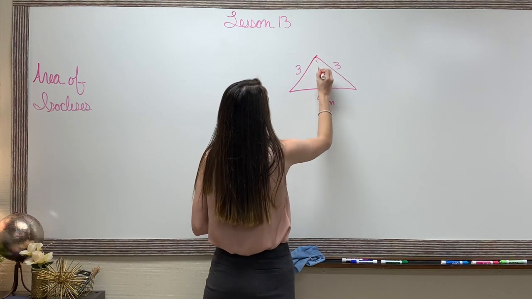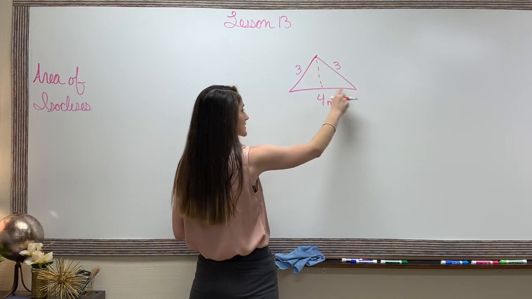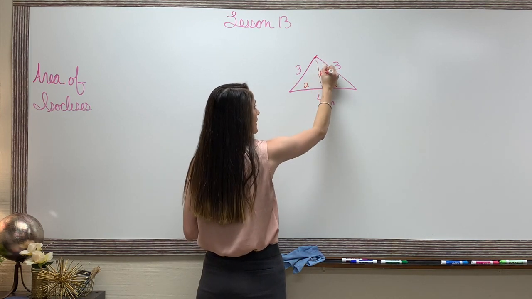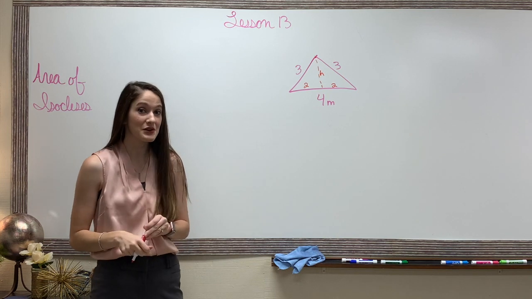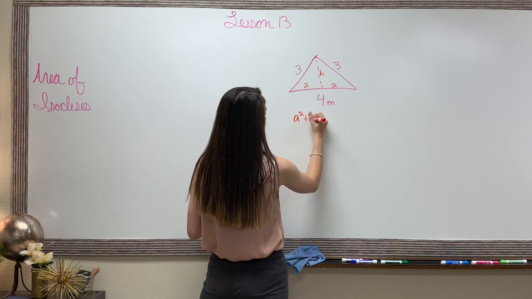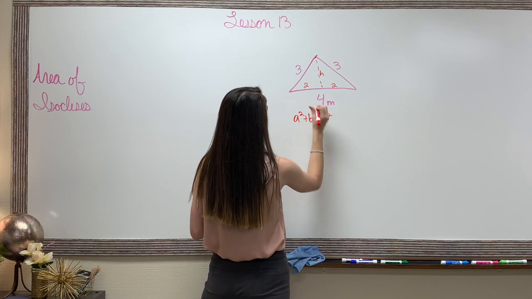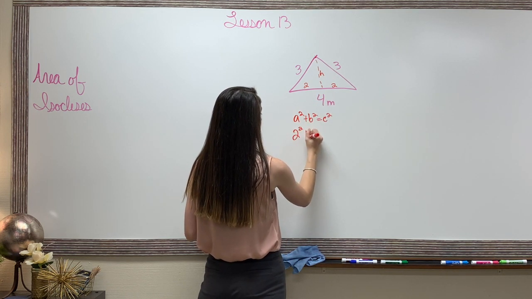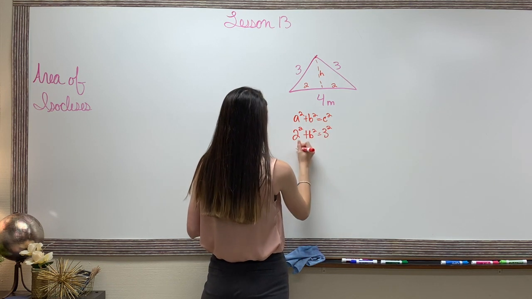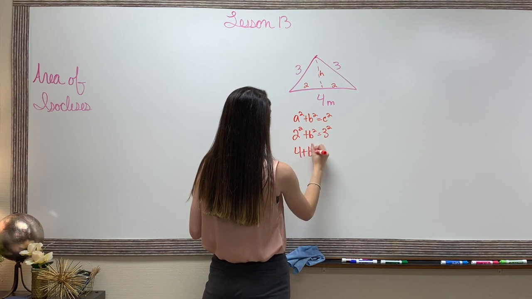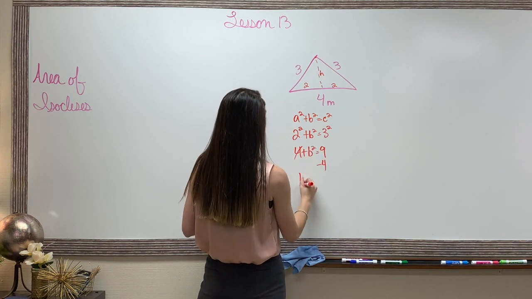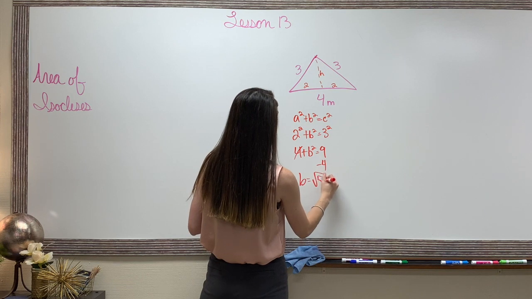So they are split in half. If my whole base is 4, that means each base is 2, and I don't know what my height is, but I can use the Pythagorean theorem to find it. So we're going to say a squared plus b squared equals c squared. A squared is 2 squared, and c squared is 3 squared. So we have 4 plus b squared equals 9. Subtract the 4, and then b is going to equal the square root of 5.